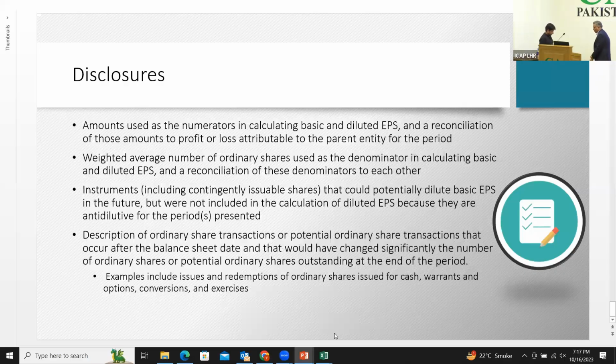Preference shares convertible into equity.